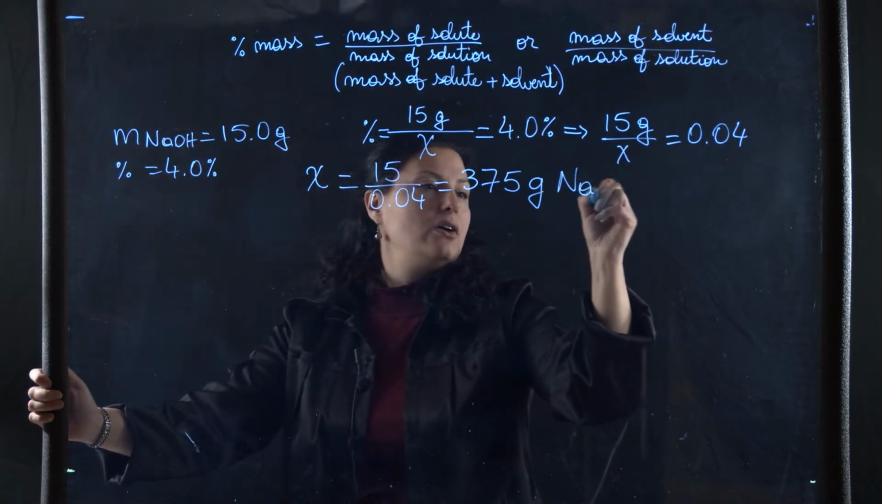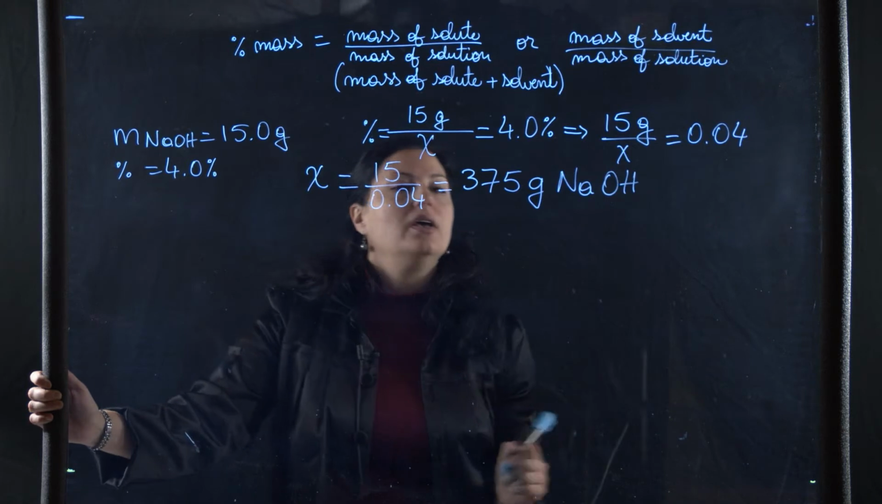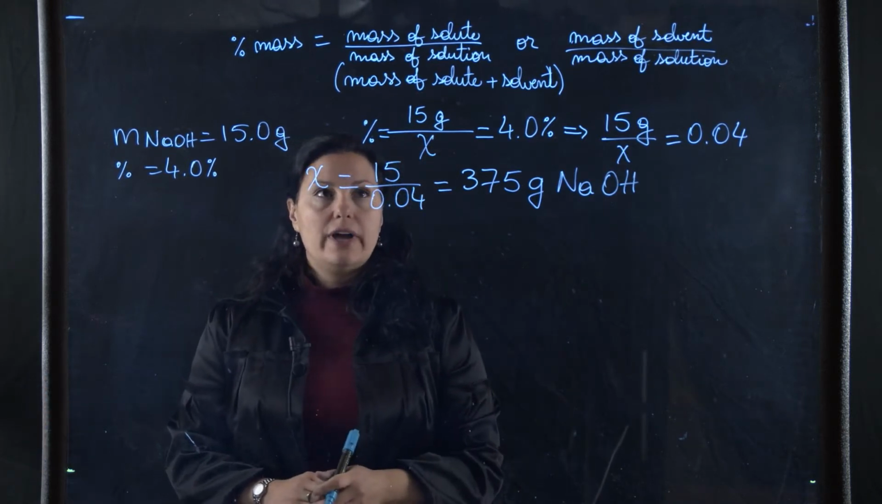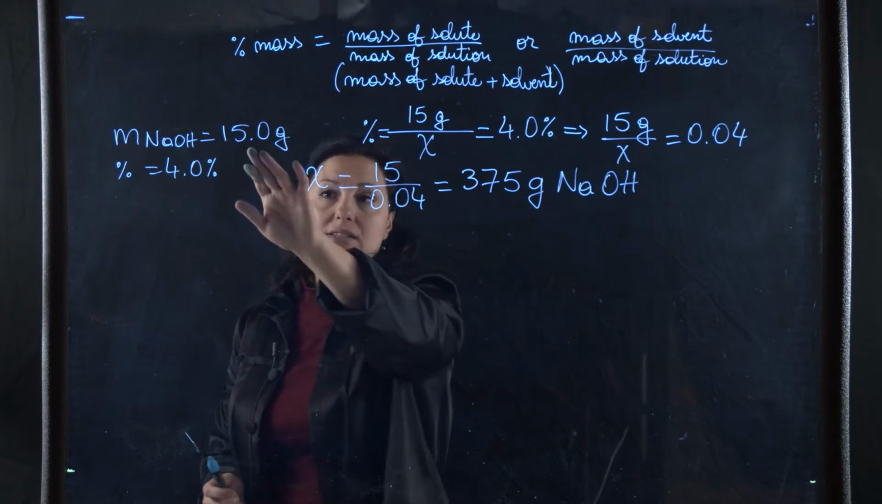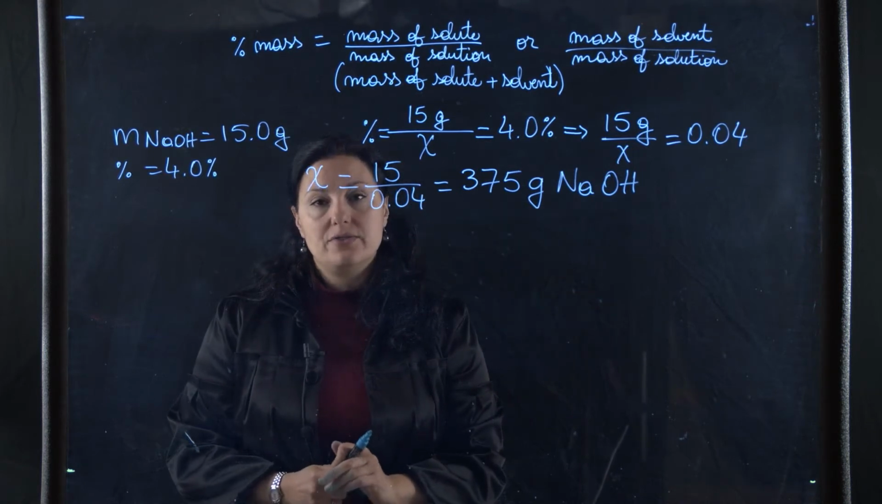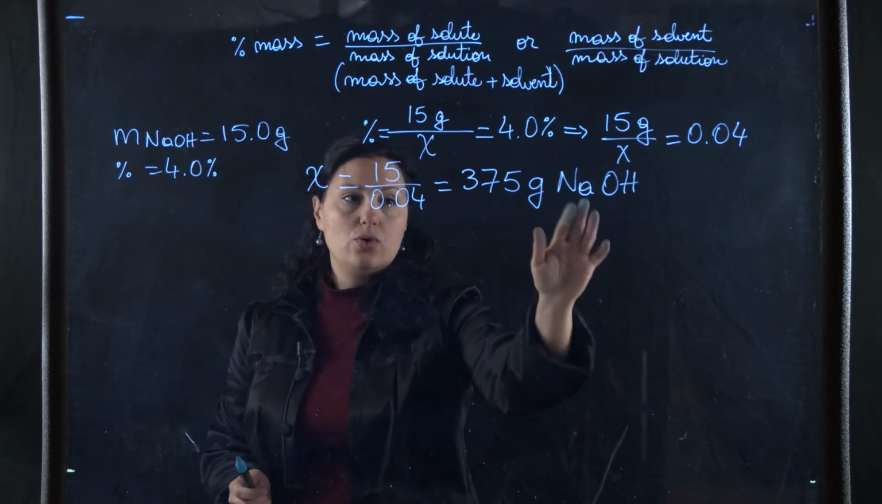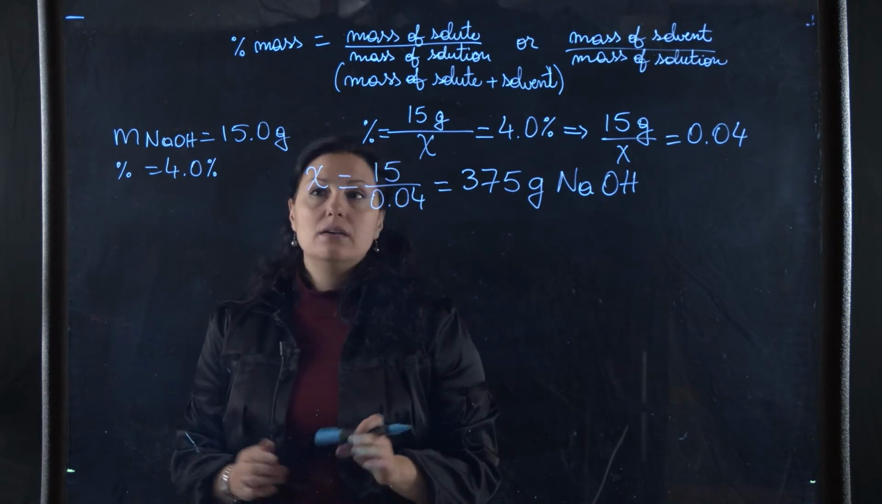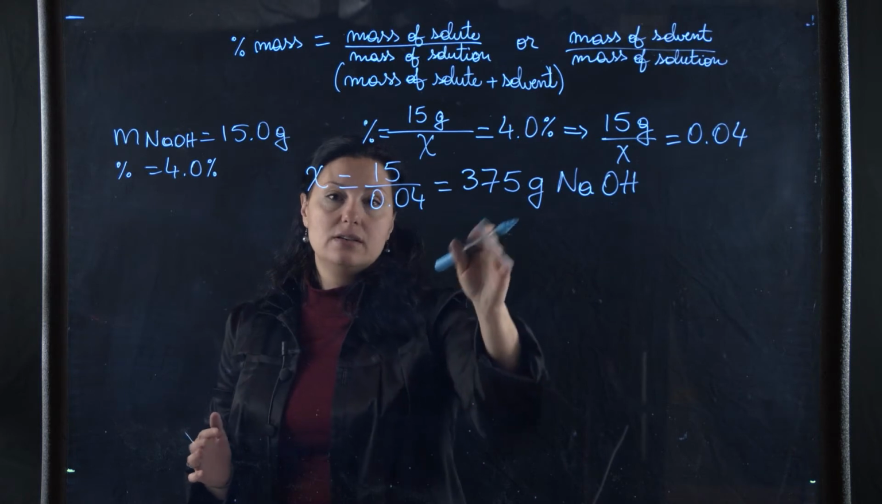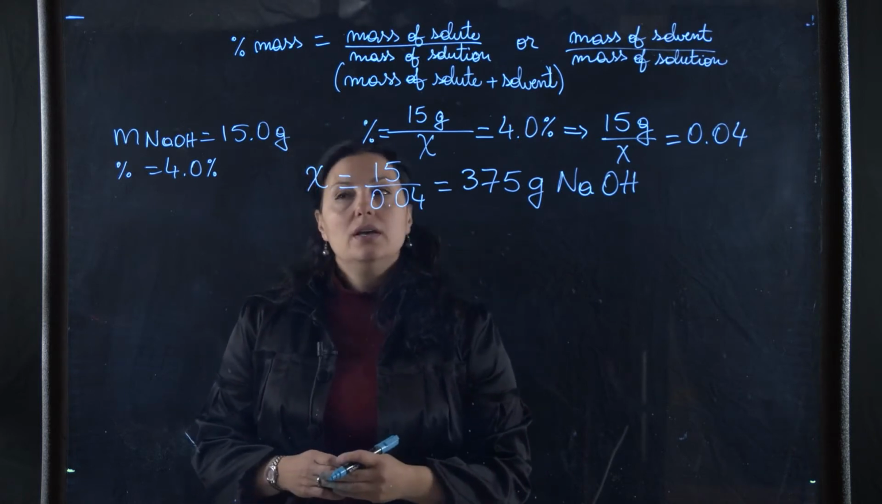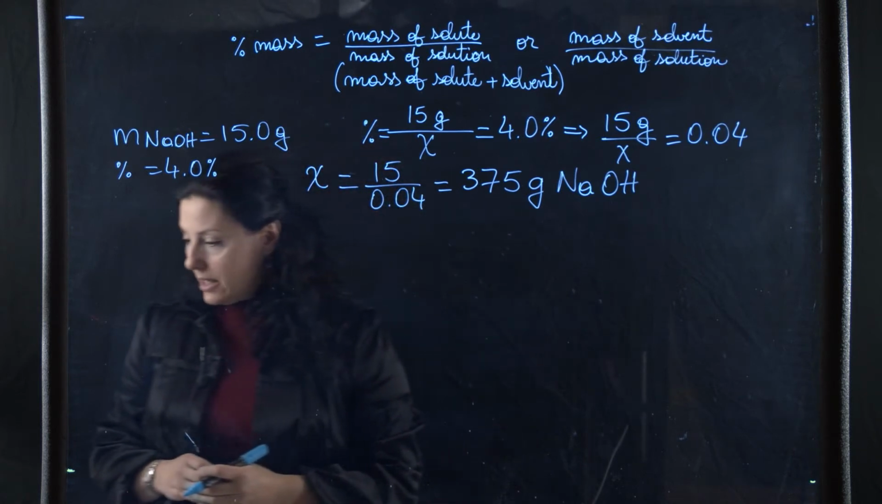Okay, this is how you can figure out the mass of the solution. This is the solution, not just NaOH. The mass of NaOH was 15 grams, but this is of the total solution, meaning 360 grams of this are water. Okay, let's take a look at the second problem.